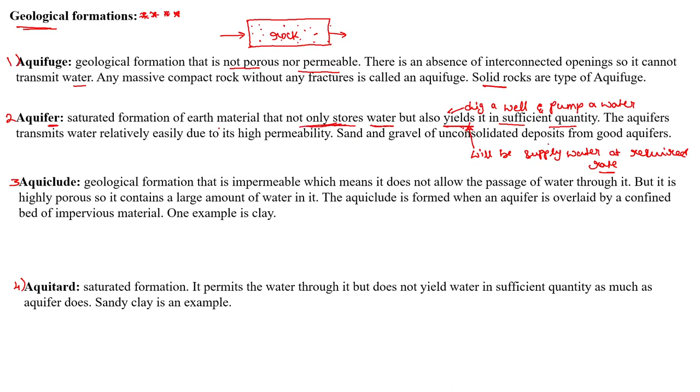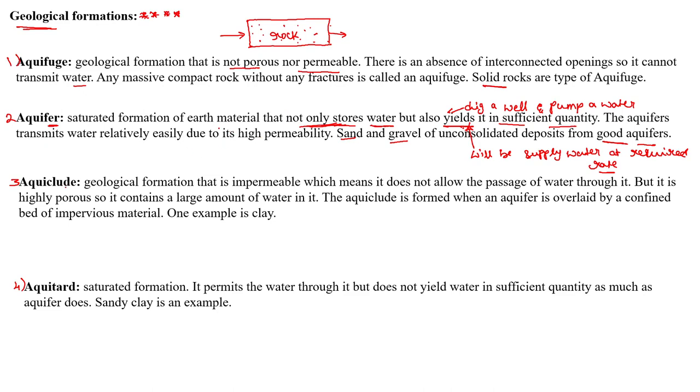So these aquifers transmit water relatively easily due to their high permeability. Sand and gravel can be classified as good aquifers. So remember these examples. These examples can be asked in match-the-following type of questions. So these are the very important four formations.